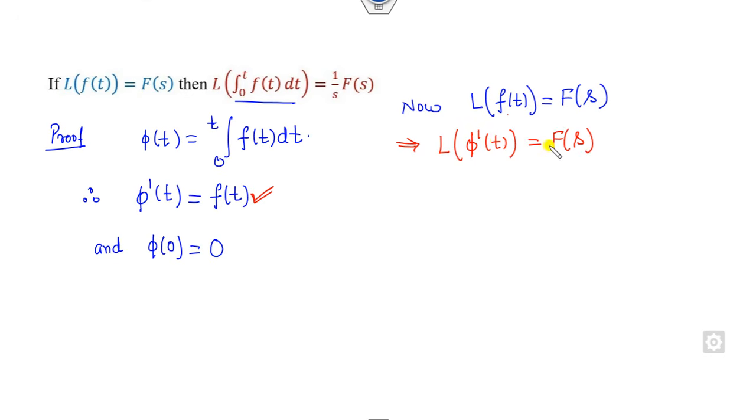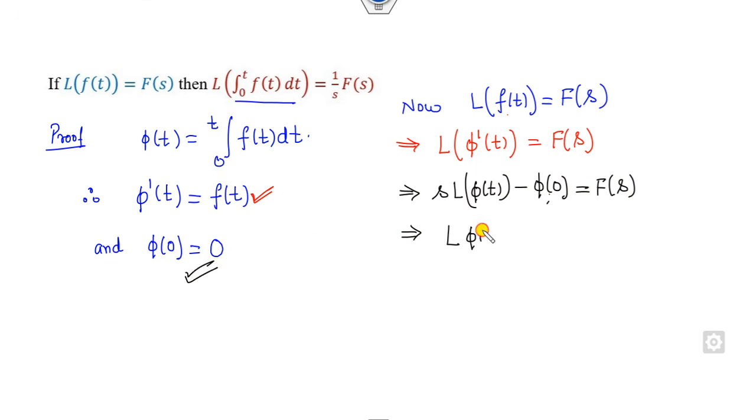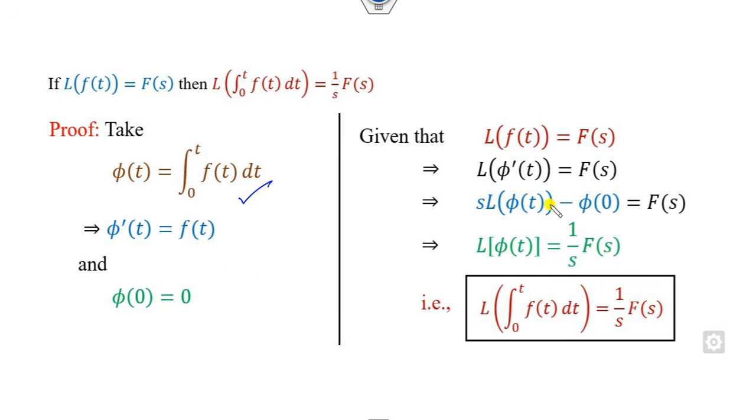Now I can apply the definition of the derivative. What is the derivative rule? s Laplace of phi t minus phi of 0. Now substitute that. What is phi of 0? It is 0. Can you find the value of the Laplace of phi t from here? It is 1 over s F of s. Phi of t is my integration, so your target is achieved. That's the answer, and I can summarize it in a simple manner: substitute what phi of t is and you will get the required answer.